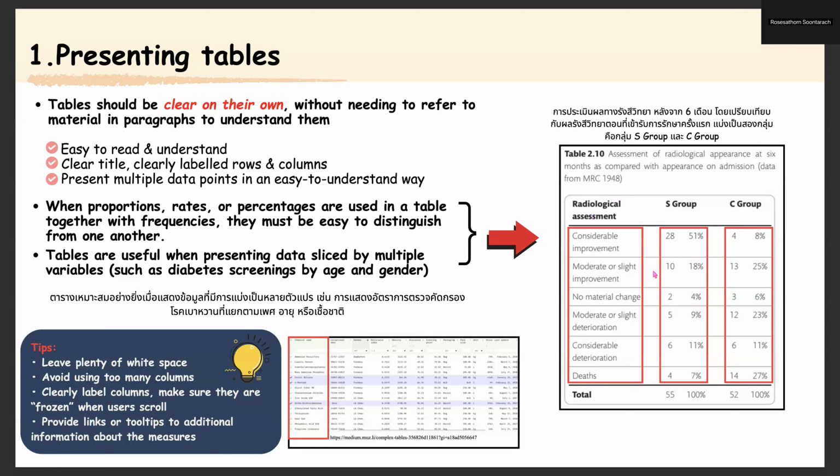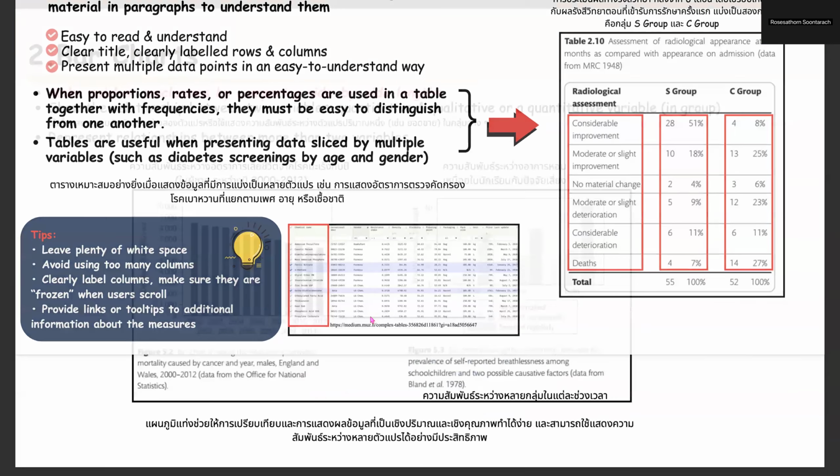And as I mentioned before, tables are useful when you want to present data with multiple variables. And for the tips, you need to leave plenty of white space and avoid using too many columns. Clearly label columns and make sure they are present when users scroll. And sometimes you can provide a link or two to additional information about the measures.